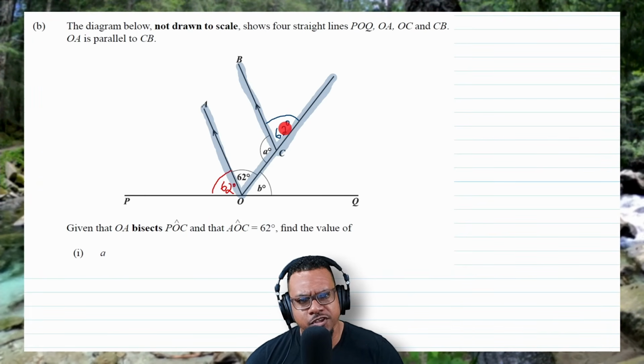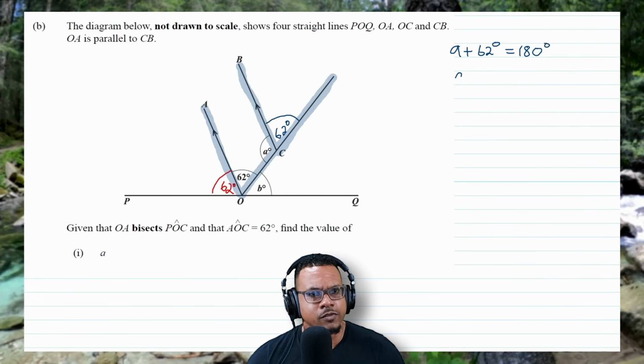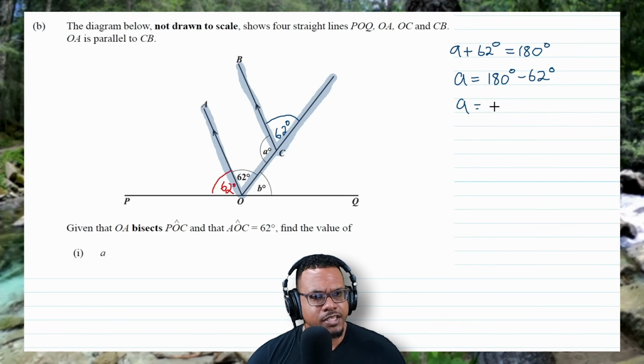And now if here is 62 degrees, this is a straight angle, so A plus 62 would make up a straight angle. So A plus 62 must be equal to 180 degrees. So we'll have A plus 62 degrees would be equal to 180 degrees. So A is simply equal to 180 degrees, take away 62 degrees. So A will be equal to 118 degrees.